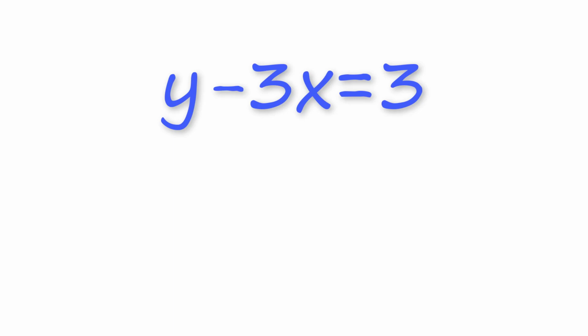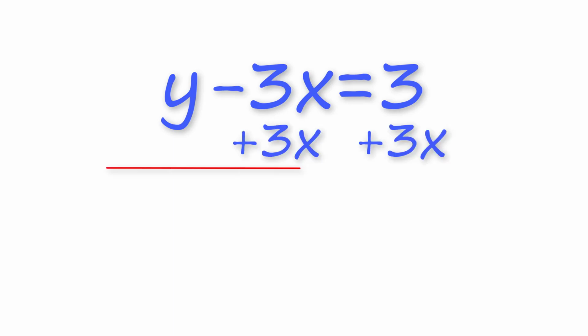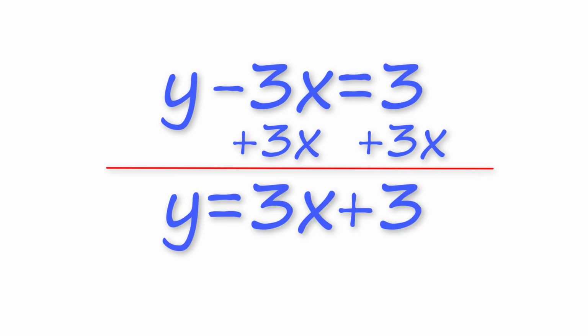Since we need y on its own on one side of the equation, we need to move negative 3x to the other side. And we can do that by adding 3x to the other side. By doing so, the equation will be y equals 3x plus 3. Luckily, this is in slope-intercept form, which means we can now graph this.